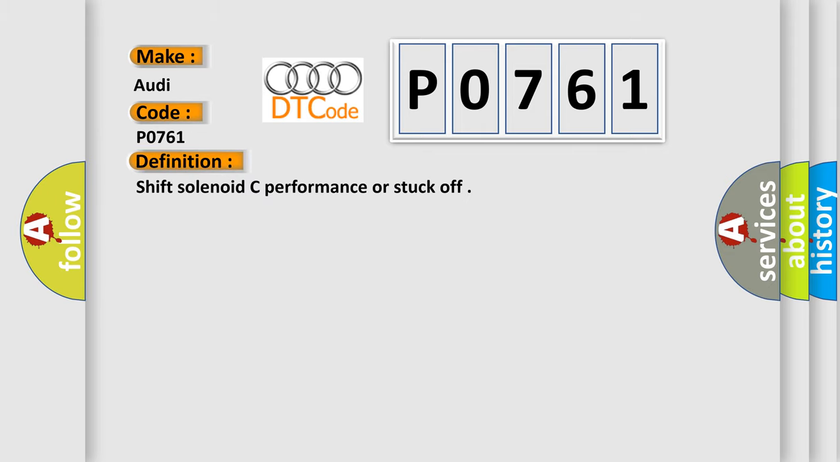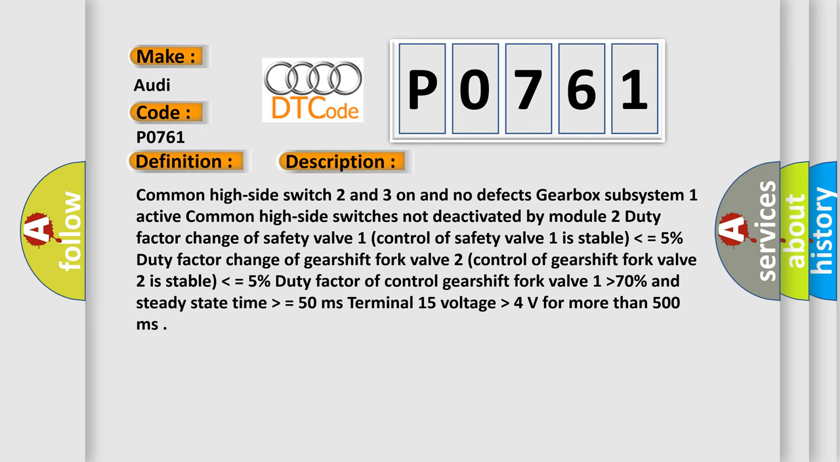The basic definition is shift solenoid C performance or stuck off. And now this is a short description of this DTC code. Common high side switch 2 and 3 on and no defects. Gearbox subsystem 1 active. Common high side switches not deactivated by module 2. Duty factor change of safety valve 1. Control of safety valve 1 is stable, lower than or equal to 5%.